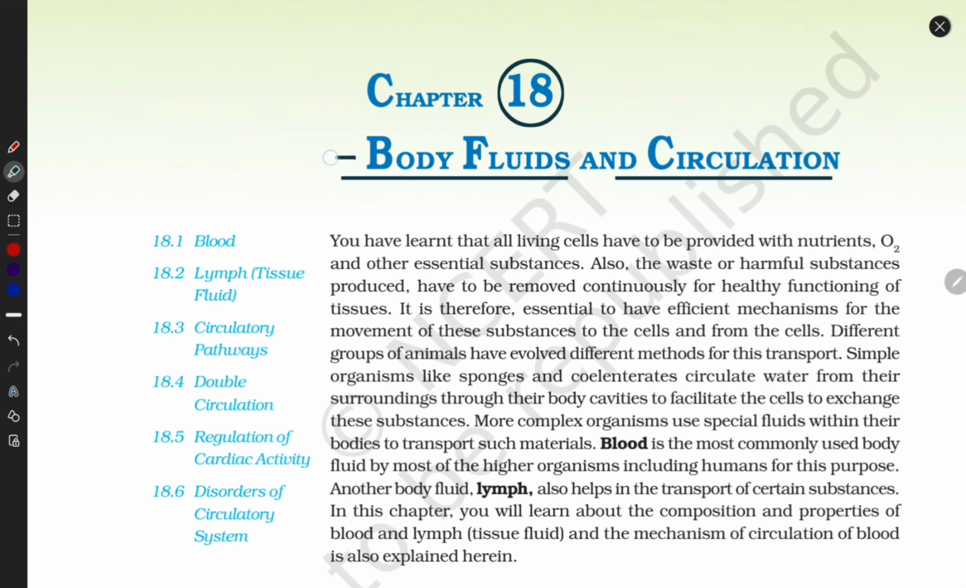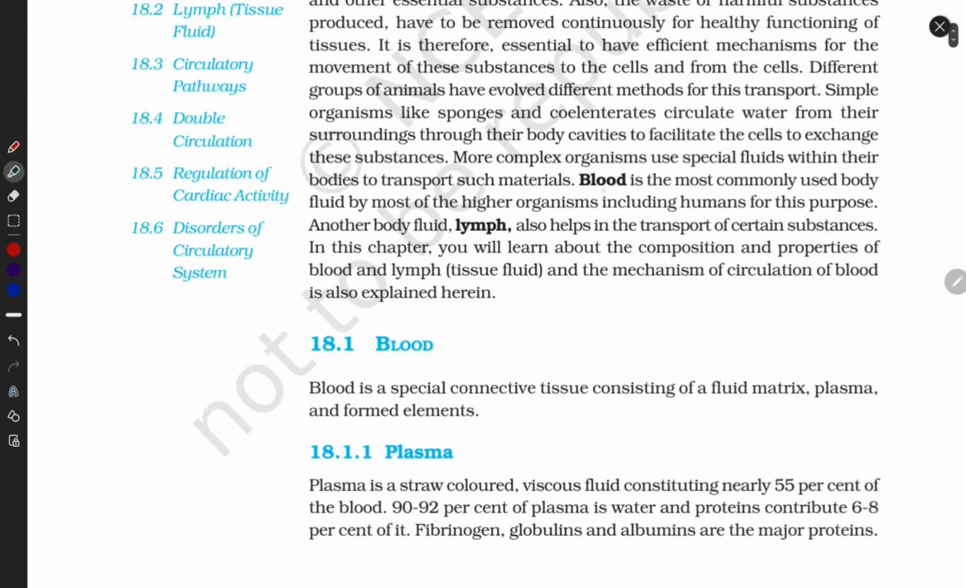In the case of body fluid, we will discuss blood. In the case of circulation, we are going to study the heart. Okay, so let's start with blood. Blood is the most commonly used body fluid by most higher organisms, including humans, for this purpose. This is the first line.